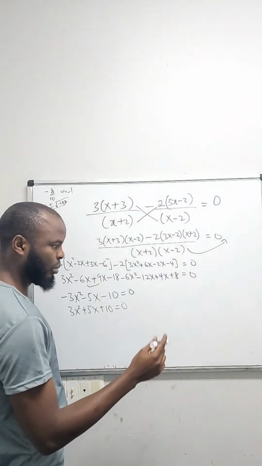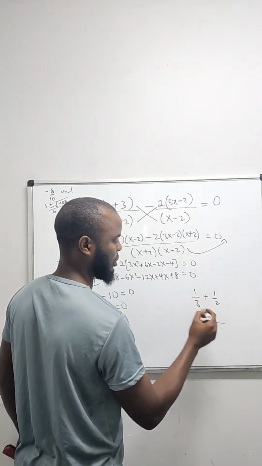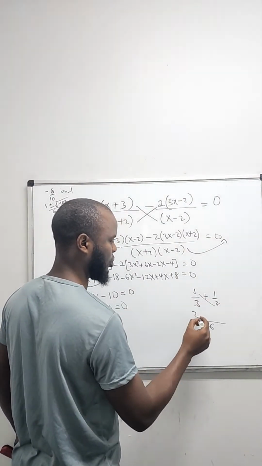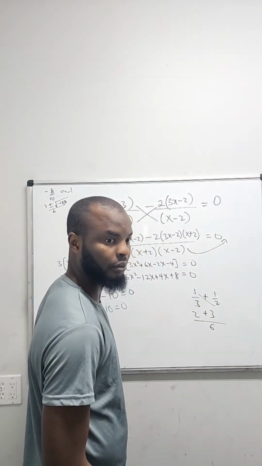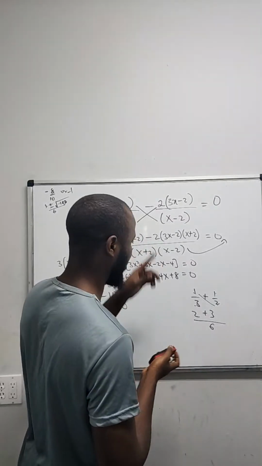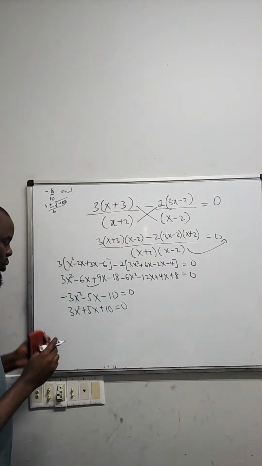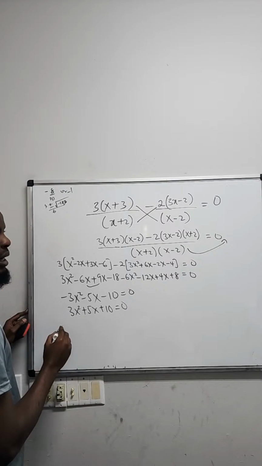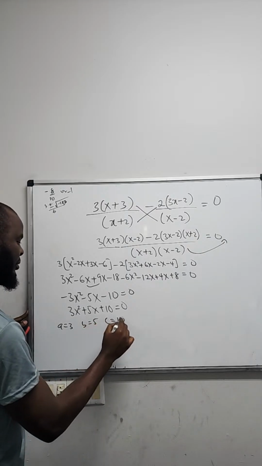So, for example, I'm giving you 1 over 3 plus 1 over 2. Just multiply these 2, which is 6. Then you can do like this. 2 times 1 is 2. 3 times 1 is 3. So this is what I just used. Now we have this equation. Now you can say, A is 3, B is 5, and C is 10.